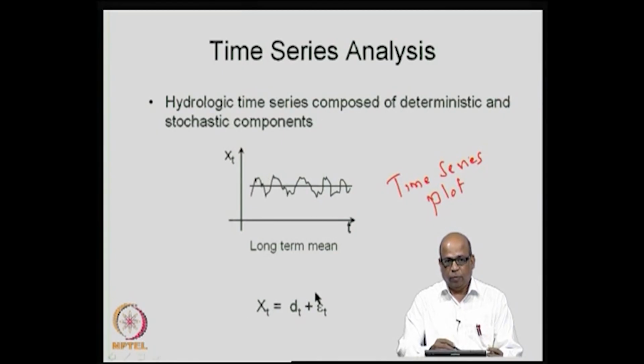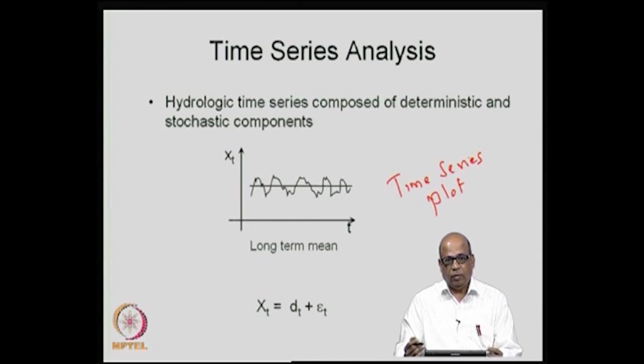So, the challenge of the time series analysis is precisely to identify this d t and epsilon t. Once you identify the mathematical nature of d t and the mathematical nature of epsilon t, you write x t as simply equal to d t plus epsilon t. So, there are certain random fluctuations of the process occurring around a deterministic component. Now, what are the typical deterministic components?